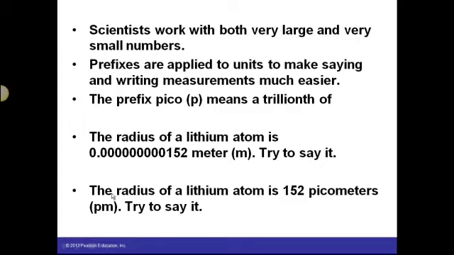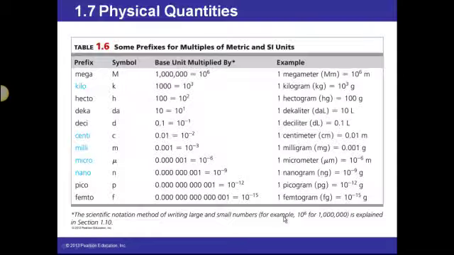But if we convert this to picometers, we can say the radius of the lithium atom is 152 picometers. It makes it a lot easier to talk about, to have these prefixes. So this is the table that is presented in your textbook, and it describes the metric system and their units, and what the base unit is actually multiplied by to get to these different units.